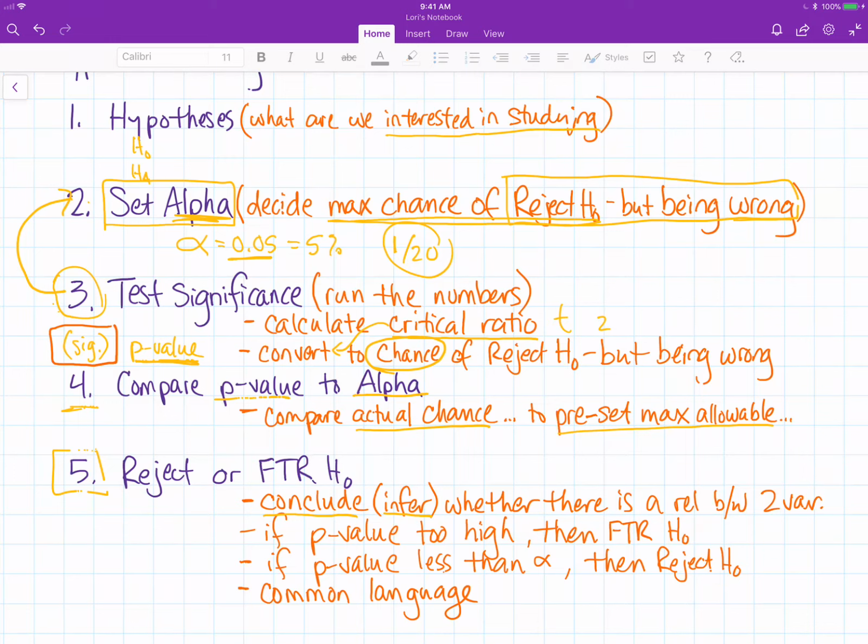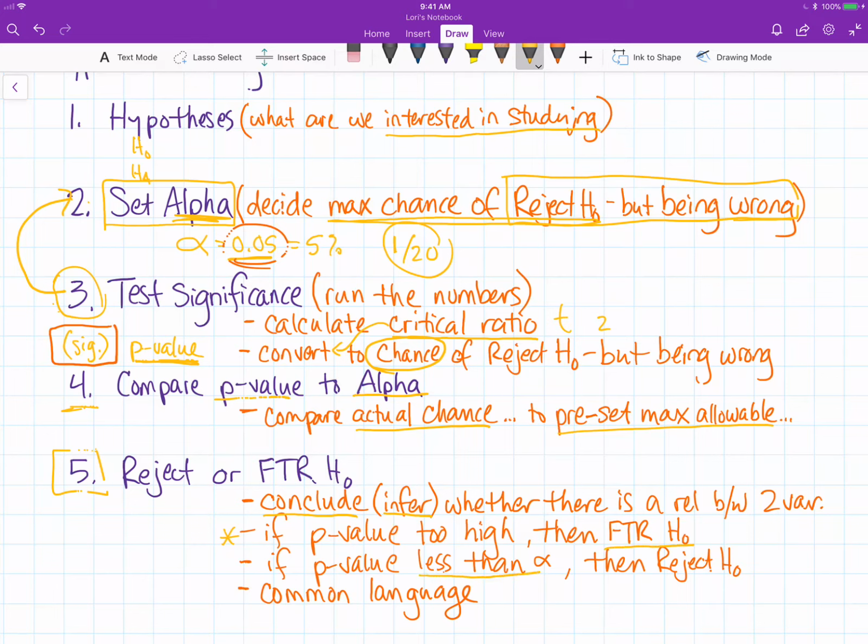And the way it does that is, remember, step 4 is to do this comparison. If the p-value is too high, if it is a large number, if it's bigger than this preset value, then we fail to reject the null. If the p-value is small, less than alpha, then we reject the null hypothesis. In other words, we say our actual chance of being wrong was not too high.